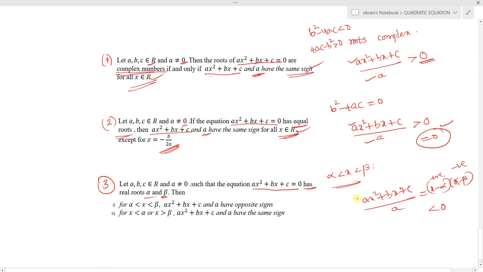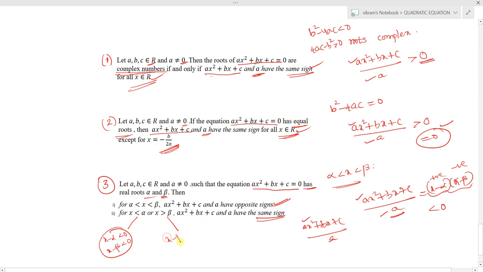The numerator by denominator is negative when the numerator and denominator are of opposite signs. So ax square plus bx plus c and the coefficient of x square will have the opposite sign here. Then we have x less than alpha as the second case and x greater than beta as the third. For x less than alpha, x minus alpha is less than 0 and x minus beta is less than 0. So both are negative, and the product will result in positive. That means the numerator and denominator will have the same sign.